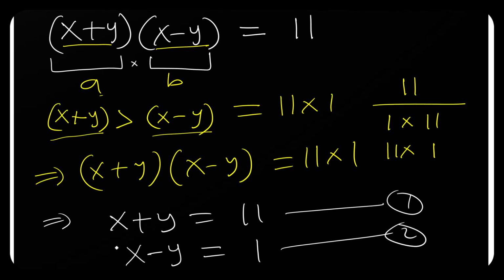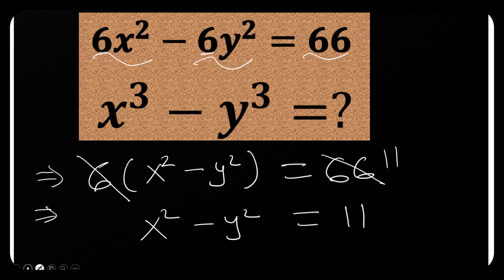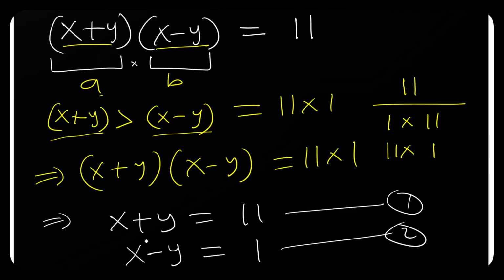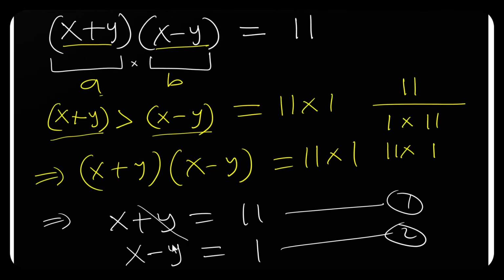So how do you solve for x cube minus y cube? Now, to solve for this, you need to add the two equations. The idea is to get rid of the y here because we have plus y minus y. So adding equation 1 and 2, that will be 2x. x plus x is 2x, and this one will cancel, and 11 plus 1 is 12. So x is 12 on 2, which is 6.